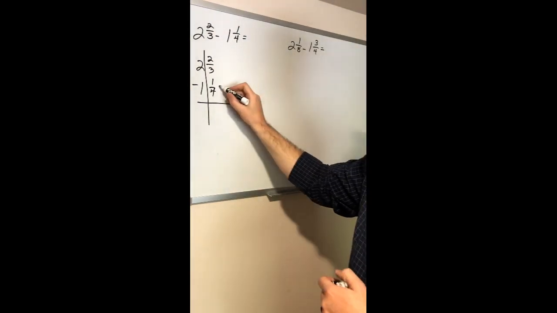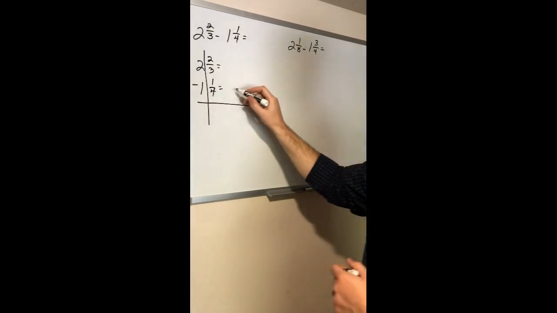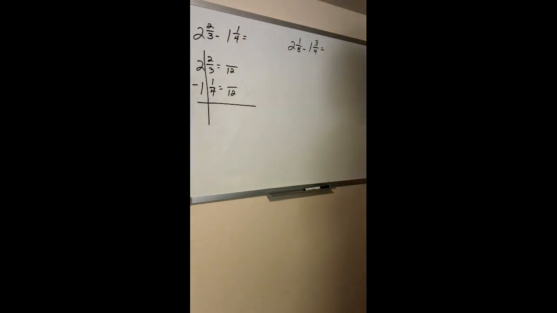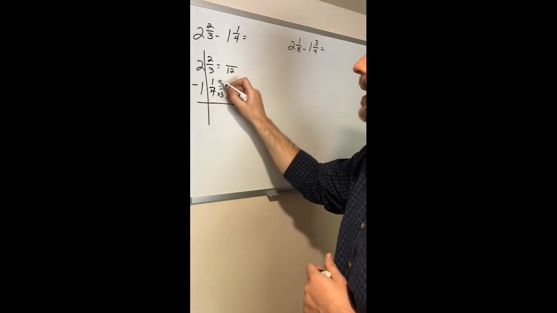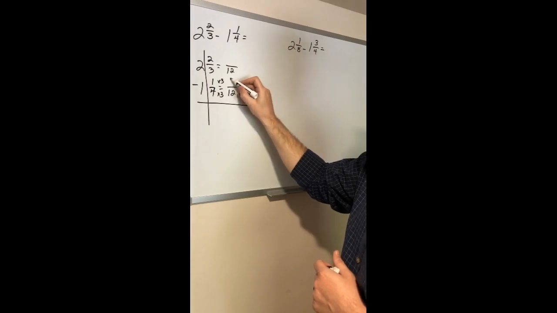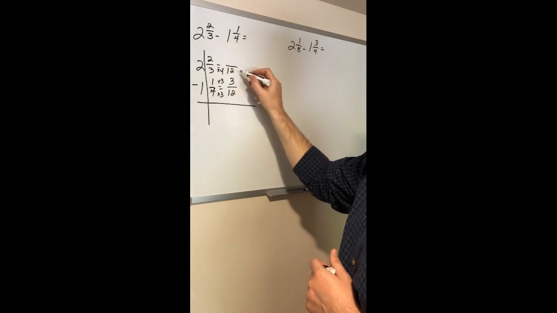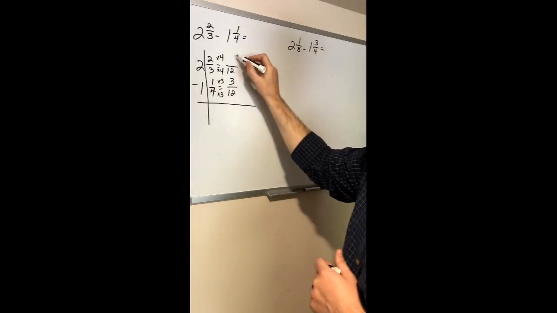And let's work on making equivalent fractions for 2/3 and 1/4. I know that 12 is the least common multiple, so let's set them equal to 12. Let's find equivalent fractions. 4 times 3 is 12. If I do it to the bottom, I have to do it to the top. 1 times 3 is 3. Let's do 2/3. 3 times 4 is 12, so do it to the bottom, you have to do it to the top. 2 times 4 is 8.